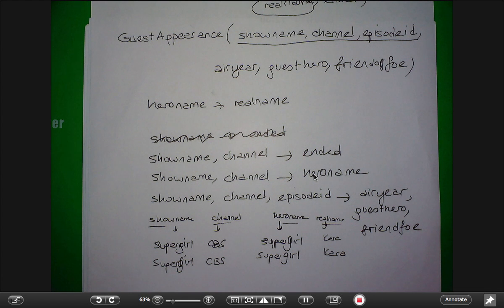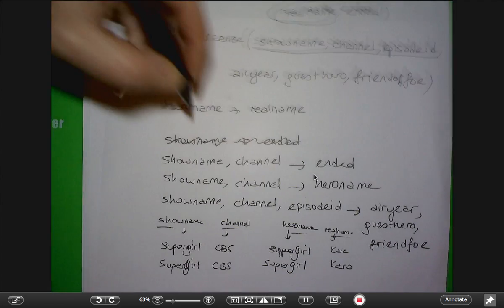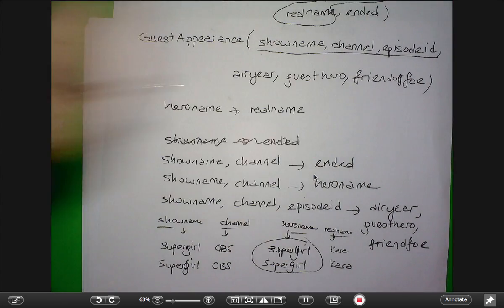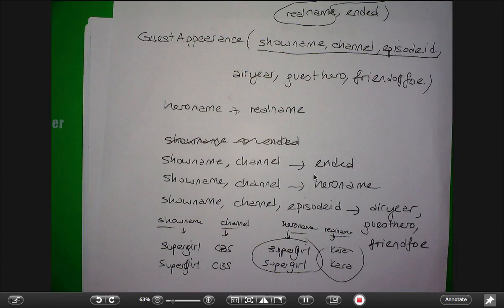So there are lots of rules you can come up with, but some rules are the core rules, some rules are derived from them, right? But the point is that there are many rules you can say that obviously if show name and channel says that that's the same hero name, then it should also be the same real name because of this one. Okay?